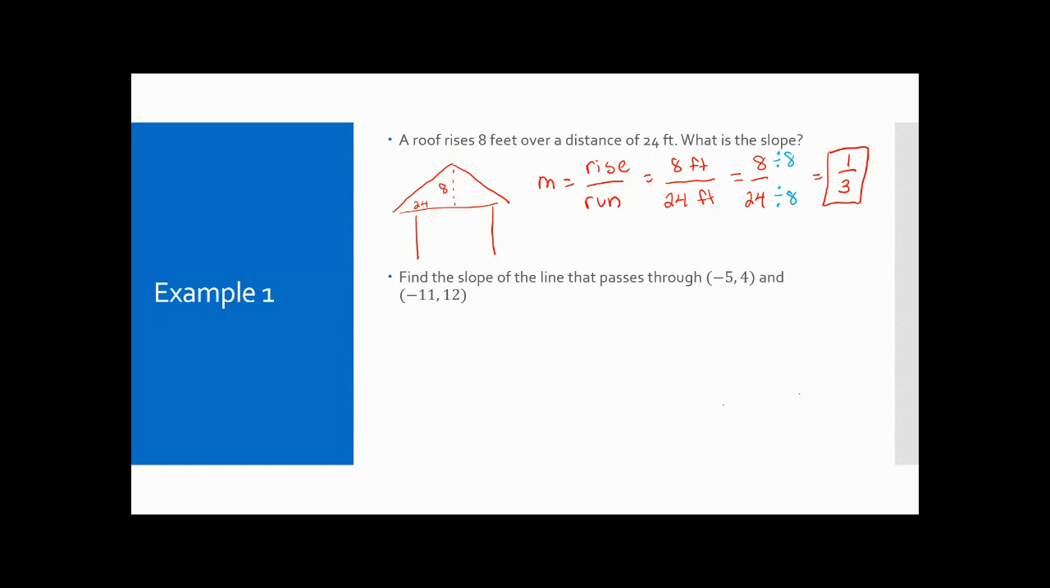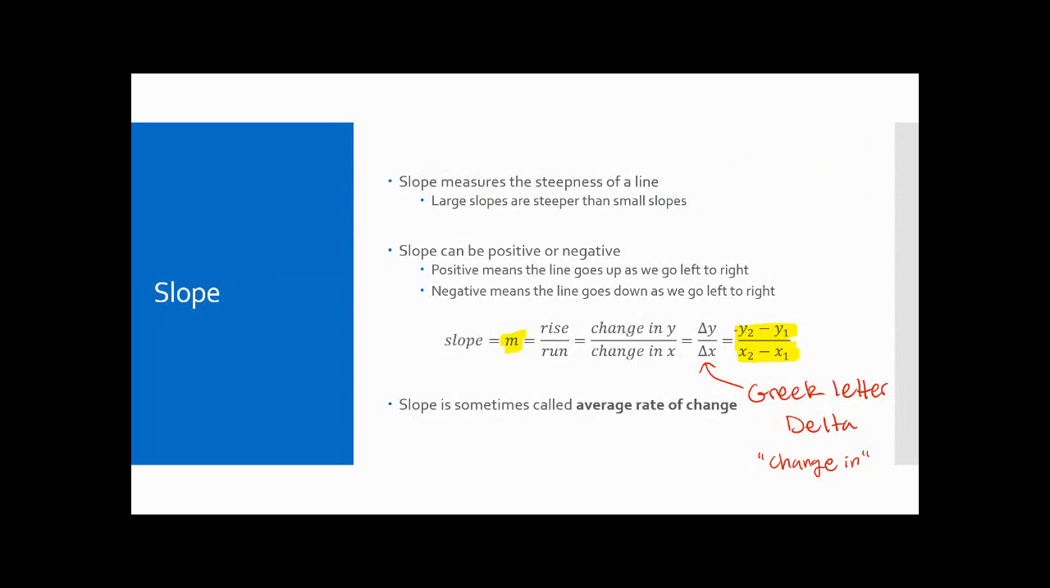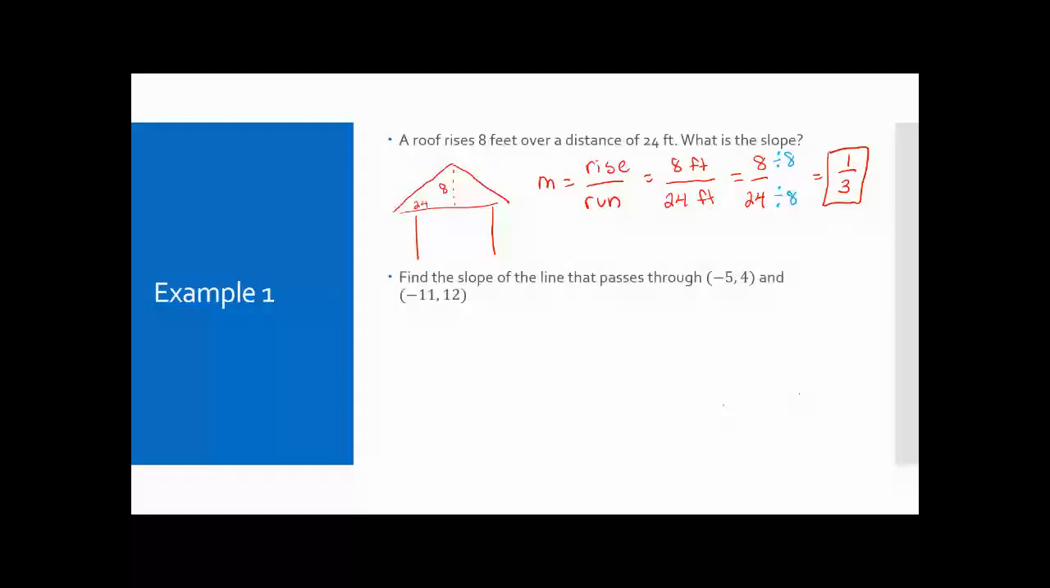The second example here is finding the slope of a line that passes through 2 points. We have (-5, 4) and (-11, 12). So when you're given 2 points, that's where you use the form with y2 minus y1 over x2 minus x1. So in order to use that, we need to label the points.